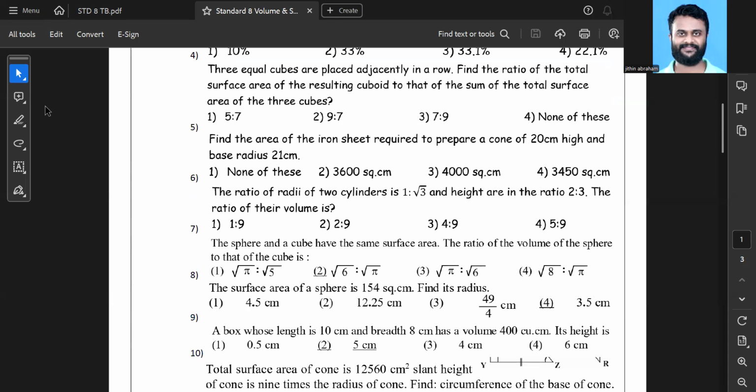Next, sixth one. Find the area of the iron sheet required to prepare a cone 20 centimeter high and base radius 21 centimeter. So in short, we are going to make a cone using an iron sheet. So what they're asking is the surface area of a cone. Is it clear?